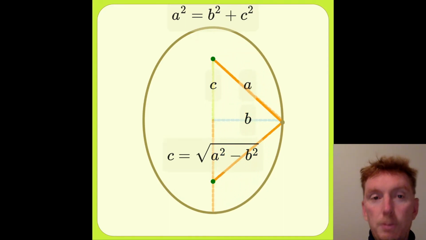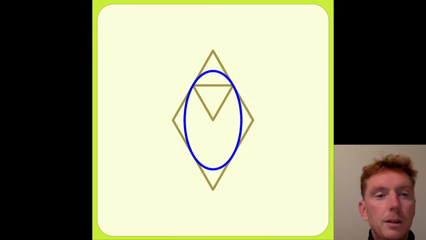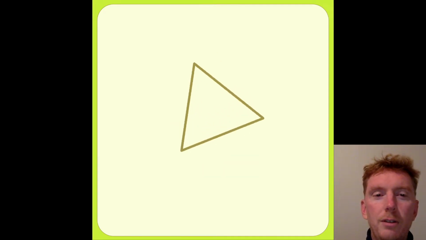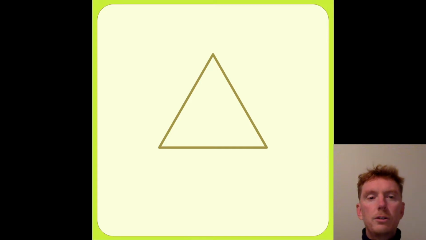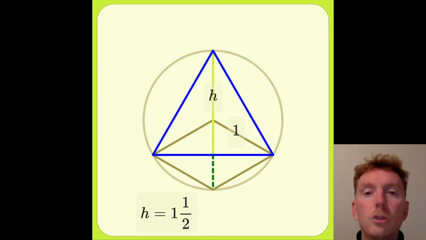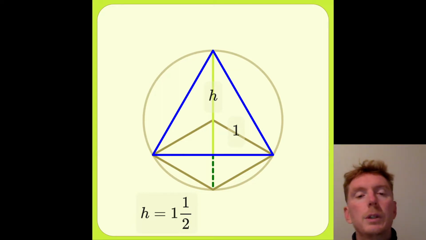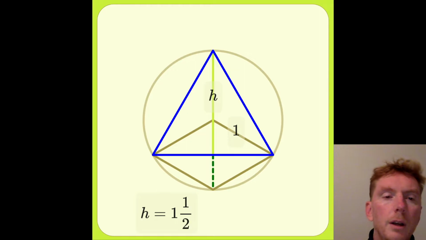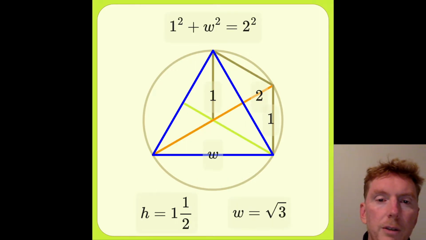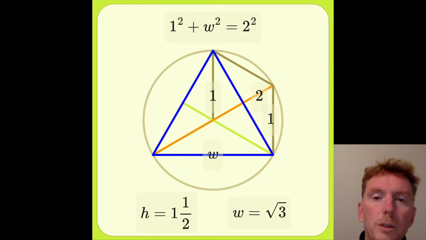Alright, back to our special ellipse. Time to take a closer look at this triangle. Let's set the distance from the center to the corners to be 1. The green diameter must be length 2, and we know that the bottom radius must be exactly divided in half by the base of the triangle by symmetry. Therefore, the height of the base to the top corner must be 1.5.